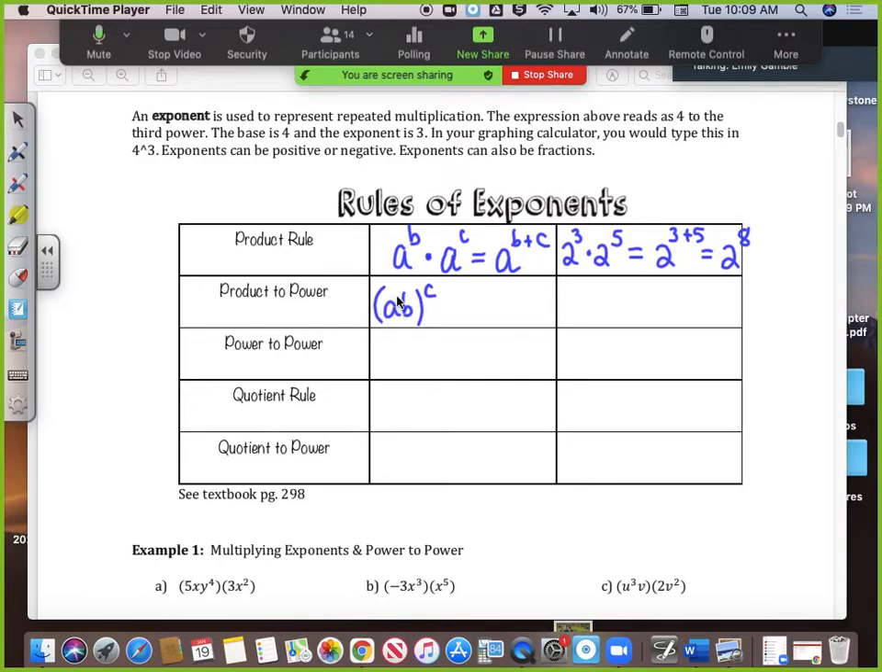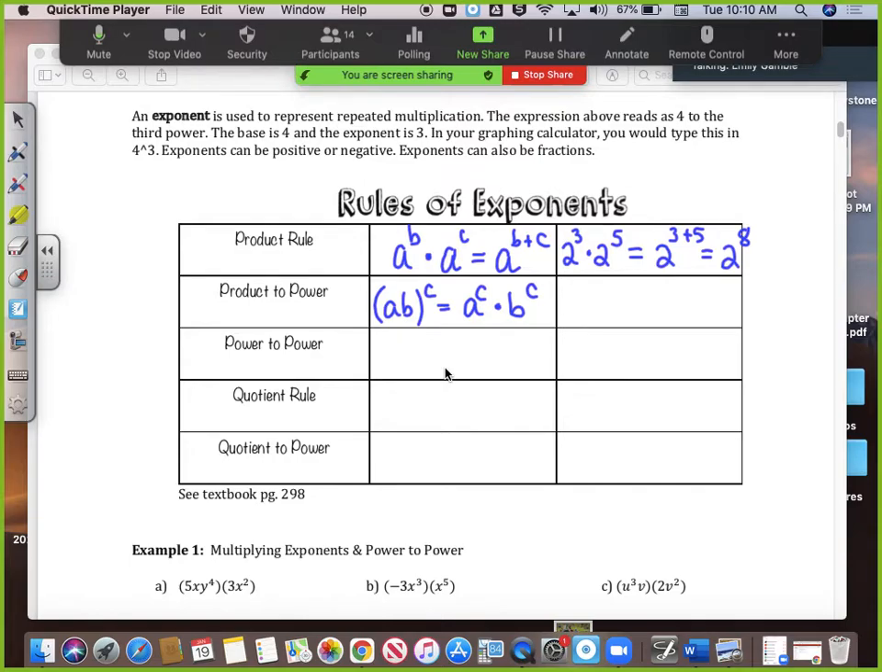Anytime you have something being multiplied raised to a power, you can take this power and distribute it to both numbers inside the parentheses. This is the same thing as a to the c power times b to the c power.